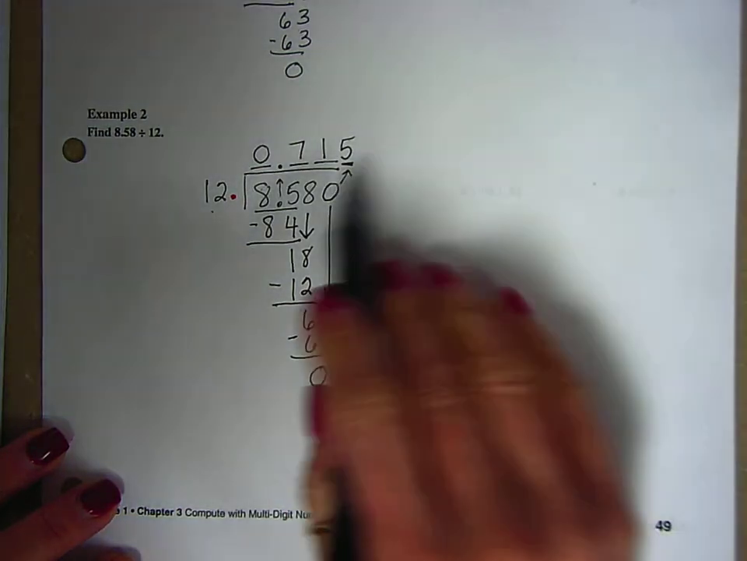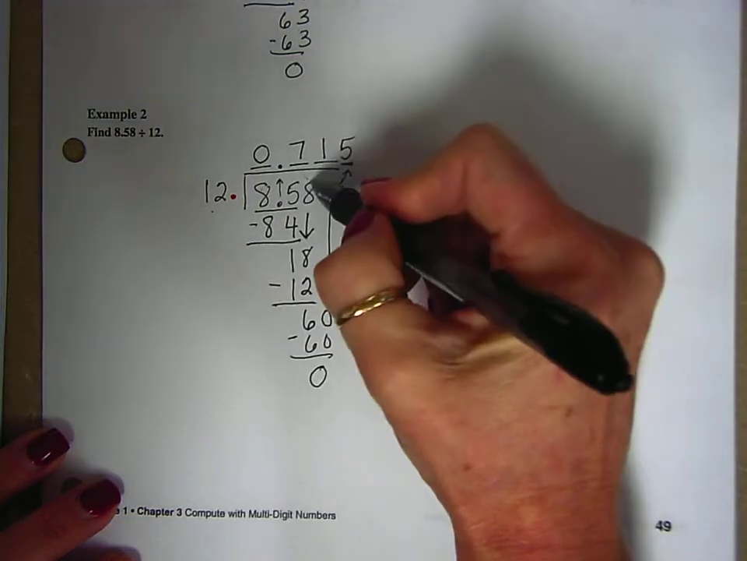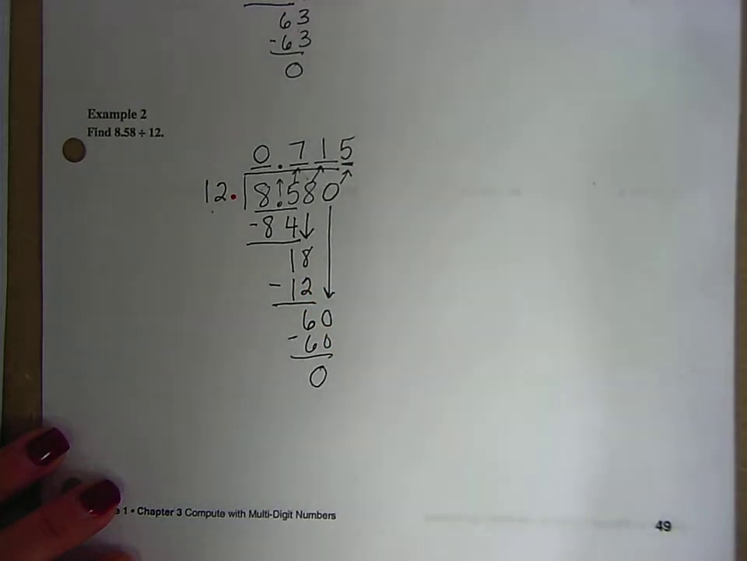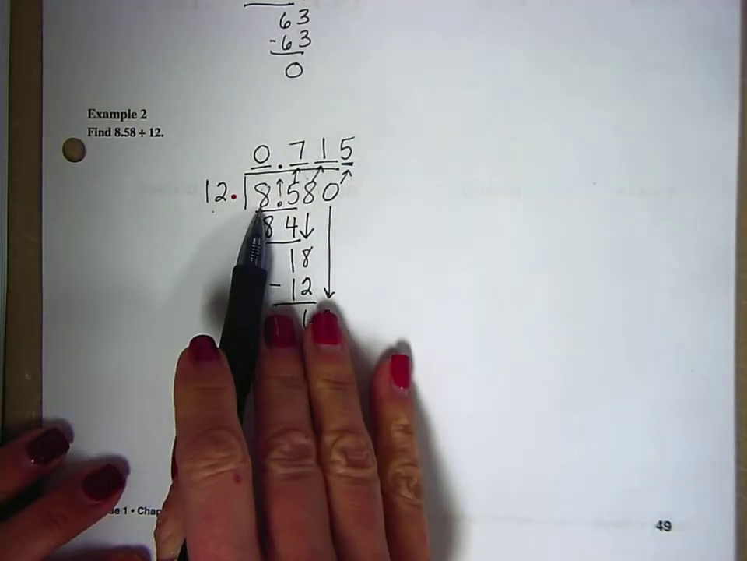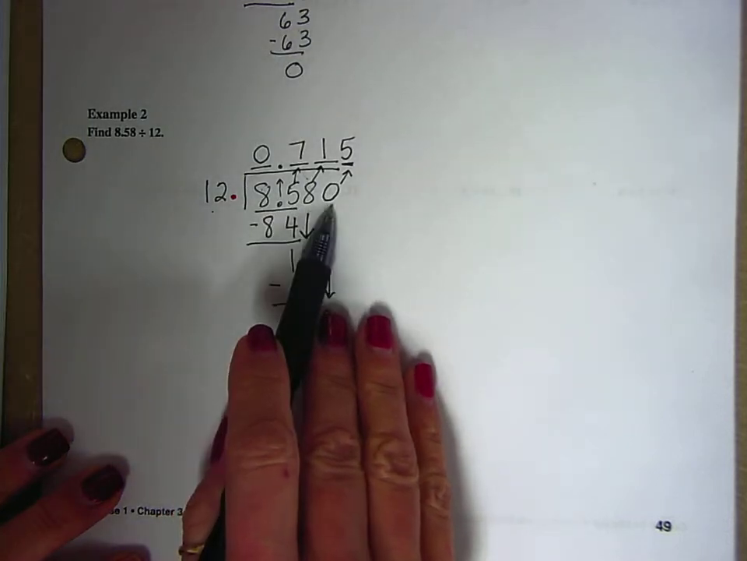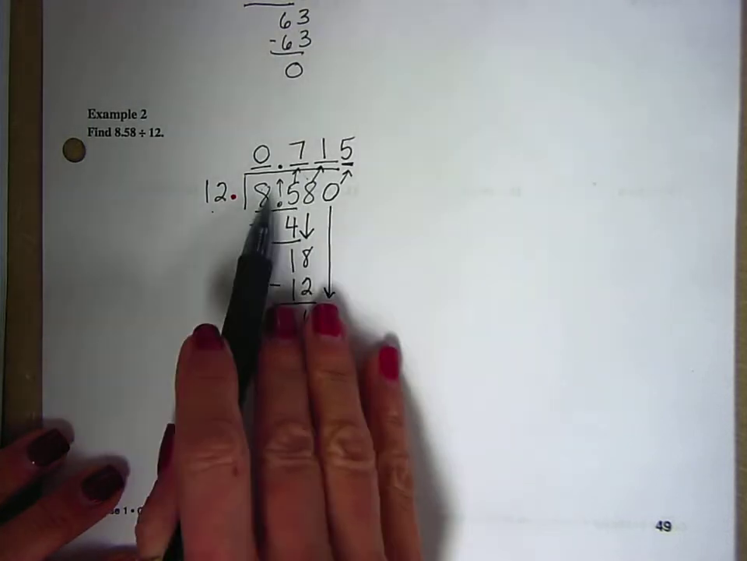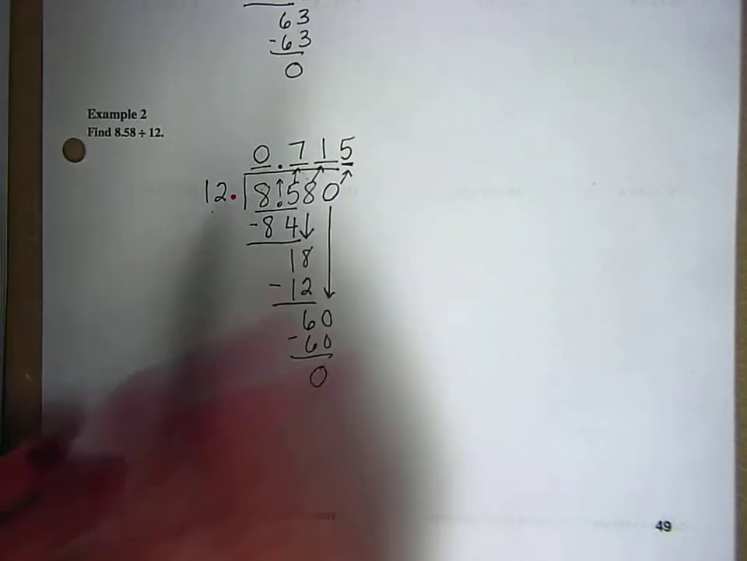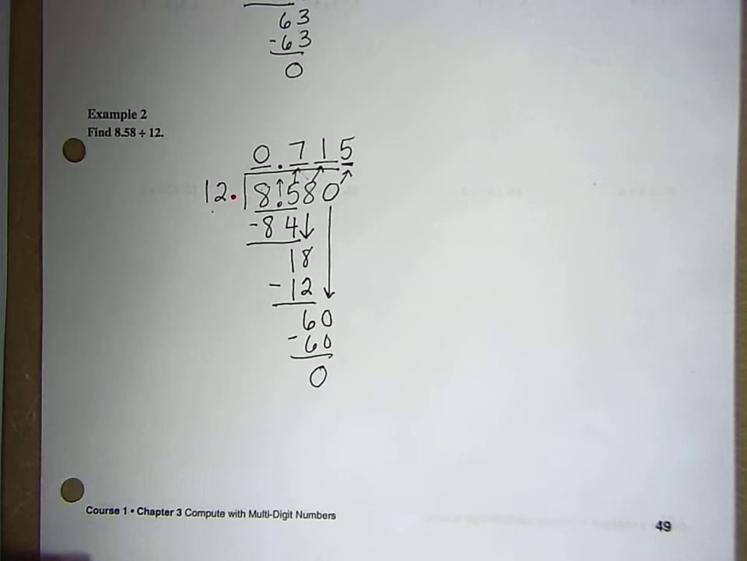I apologize. I made that dash. That one goes with this one. That goes with this one. I just got a little bit sloppy. So 8 and, well, in this case, 583 thousandths divided by 12, your quotient is 715 thousandths.